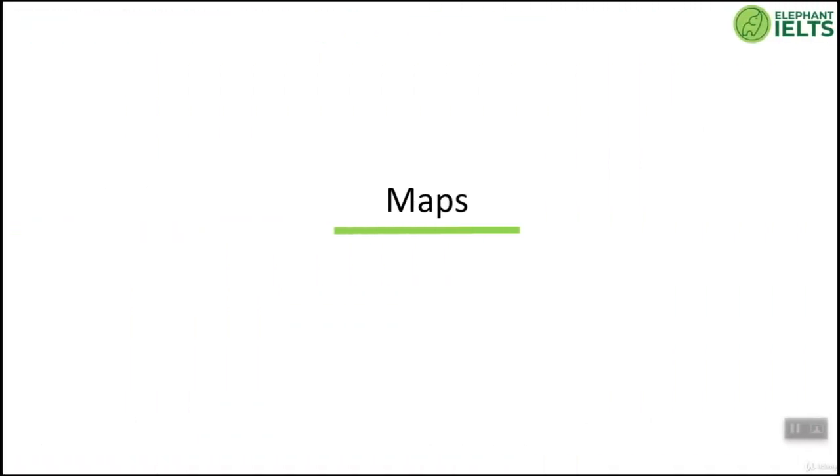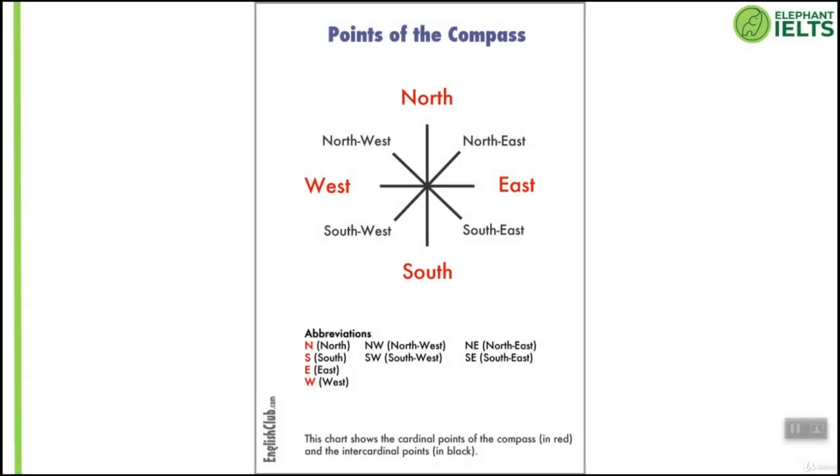Be sure to describe all the changes in the map and use all the information given on the map. There could be a key, for example, to explain what is shown on the map, or a scale to show the size of the area, or even a compass to show direction. So before we go on to describe maps, let's look at this compass.